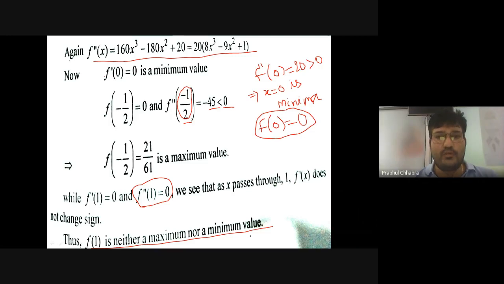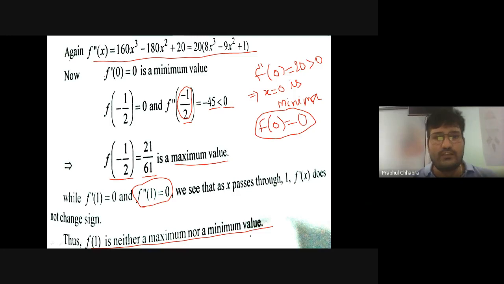And if we put x is equal to minus 1 by 2, which is the maxima of this function, into the given function, we will obtain f of minus 1 by 2 is 21/61, and this value is called the maximum value of the function. Because x is equal to -1/2 is the maxima, if we put this maxima into the given function, we will obtain the maximum value.